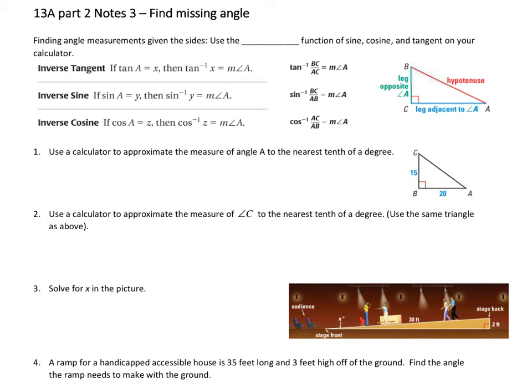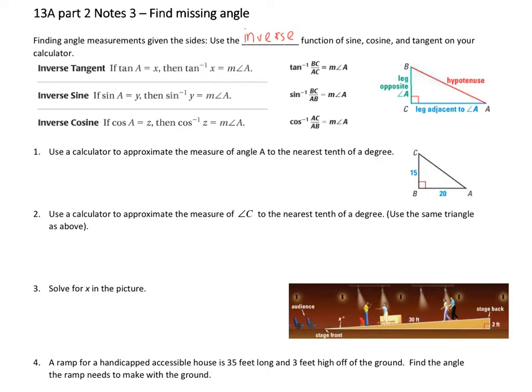In notes number 3, we are going to use our trig again to find our missing angle. And to find angle measurements, one thing you're going to have to remember is that you need to use the inverse function of sine, cosine, and tangent instead of just the regular tangent, sine, and cosine buttons. So if you look at your calculator, it's going to look like this, and it's in blue if you've got one of the newer calculators.